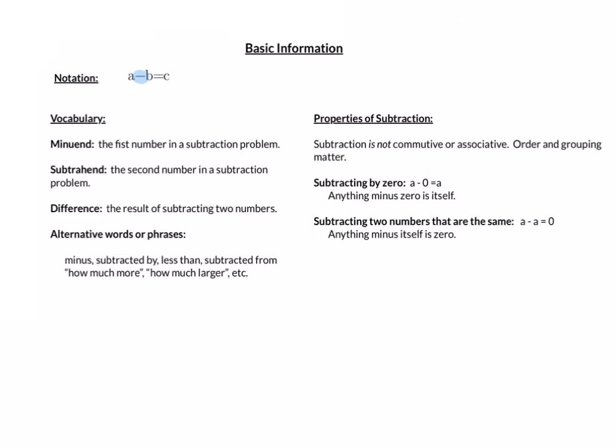So for subtraction, we have three different terms. The first one is minuend. This is the first number in a subtraction problem. So for our notation example, A is called the minuend. The second number in a subtraction problem is called the subtrahend. And the one that you do need to know is difference. Difference is the result of subtracting two numbers. So C is going to be our difference.